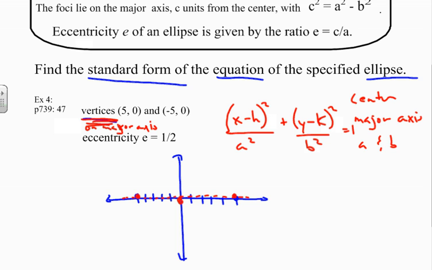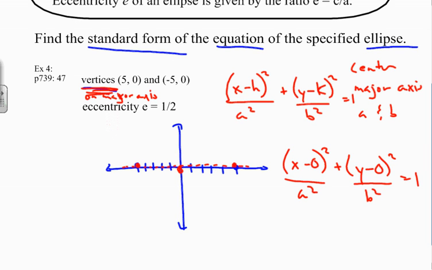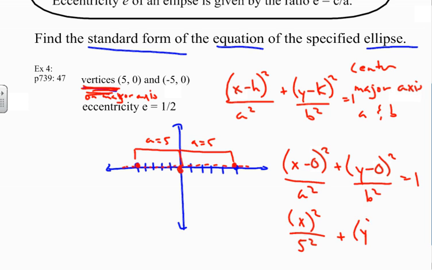So we can plug that in there, and we have x minus 0 squared plus y minus 0 squared equals 1, all over a squared and b squared. We can also find our a value, because the a value is the distance from the center to the vertices. Since we're given the vertices, we can see that the a value on this side is 5, and on this side is also 5. So we can plug that in. We have x squared over 5 squared, which is 25, then y squared over b squared equals 1.